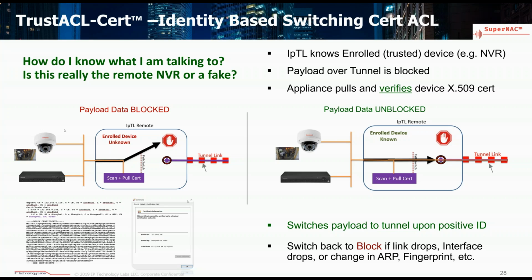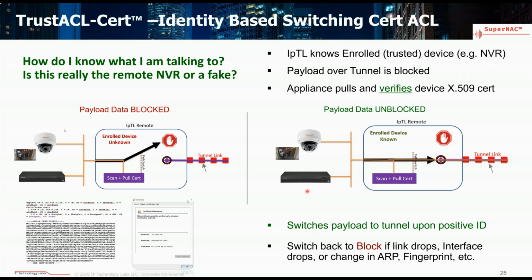In the example here, I've actually pulled the real cert off of a Honeywell NVR that I'm using in my demonstration. And we can use that to dynamically trigger ACL firewall rules to permit or block traffic over the tunnel. So we can query this device, and if we get its cert back after we verify it, then we can enable traffic over the tunnel.